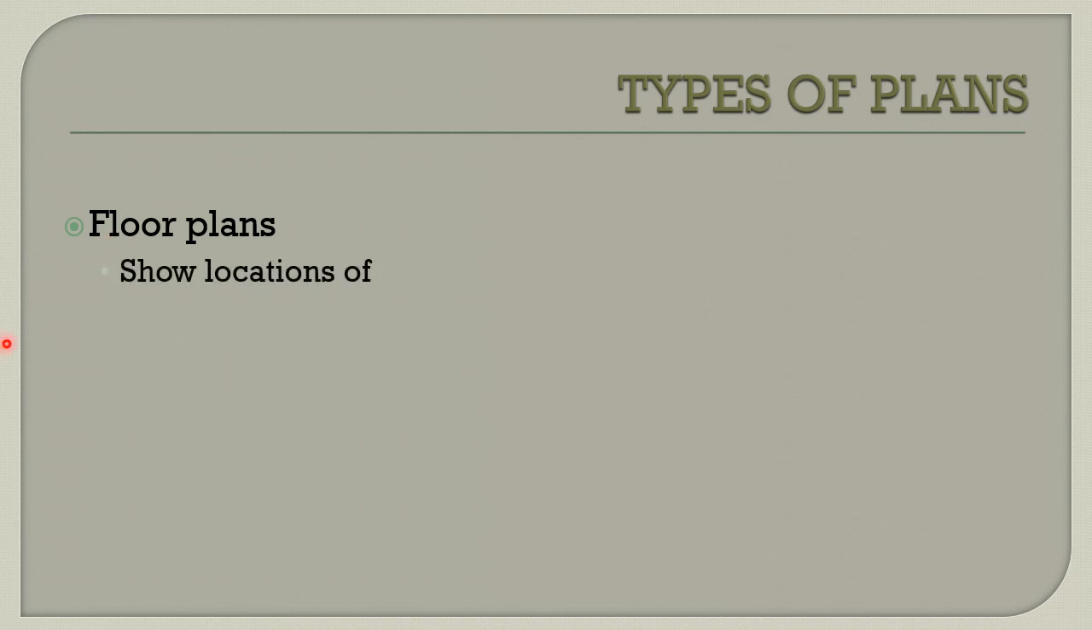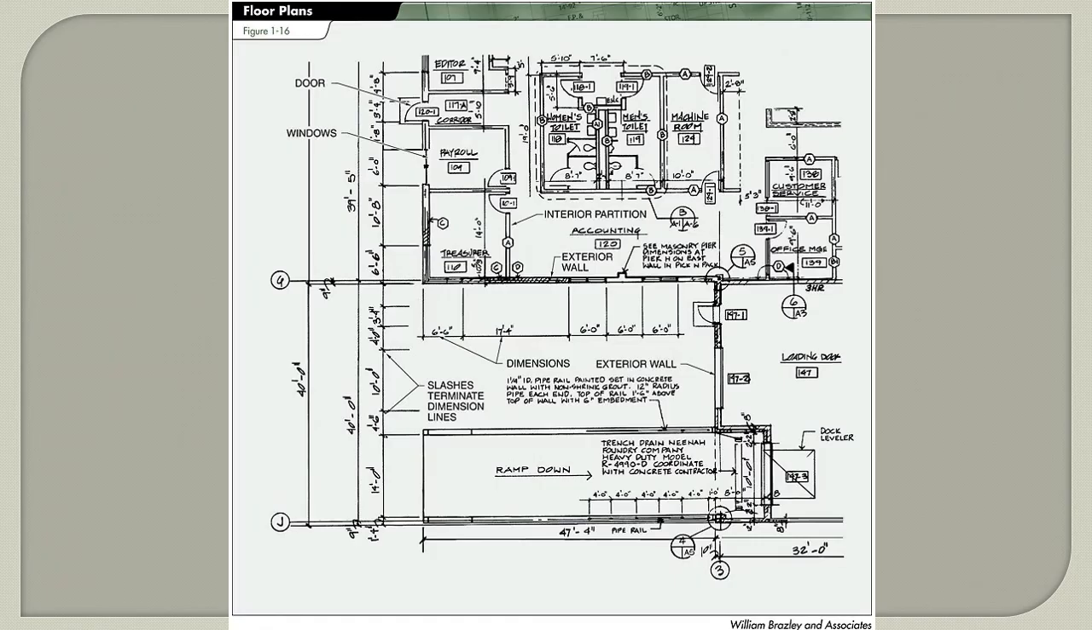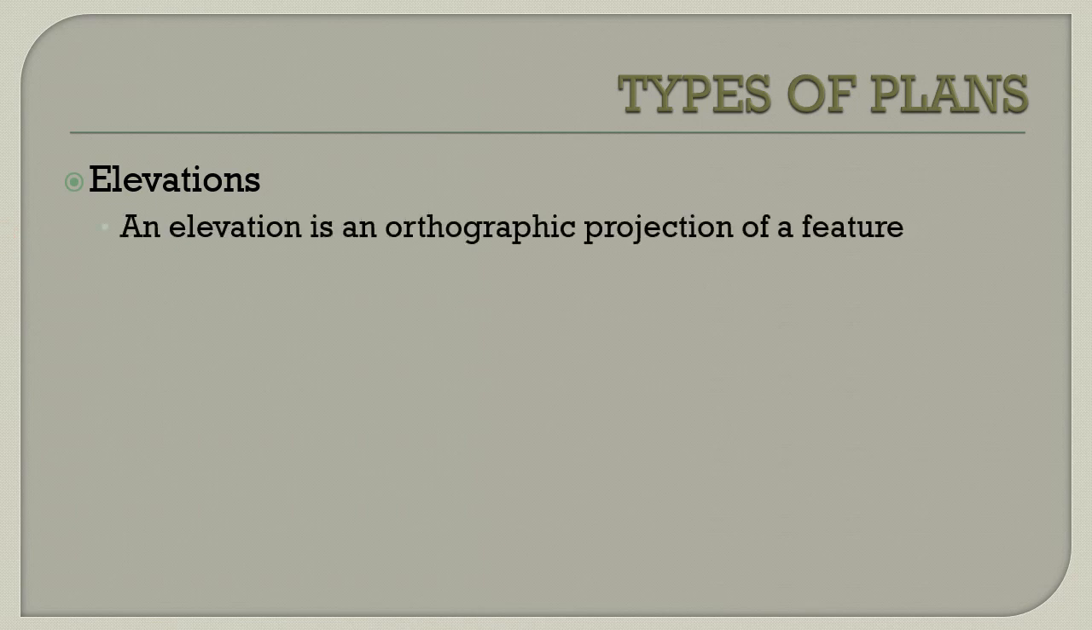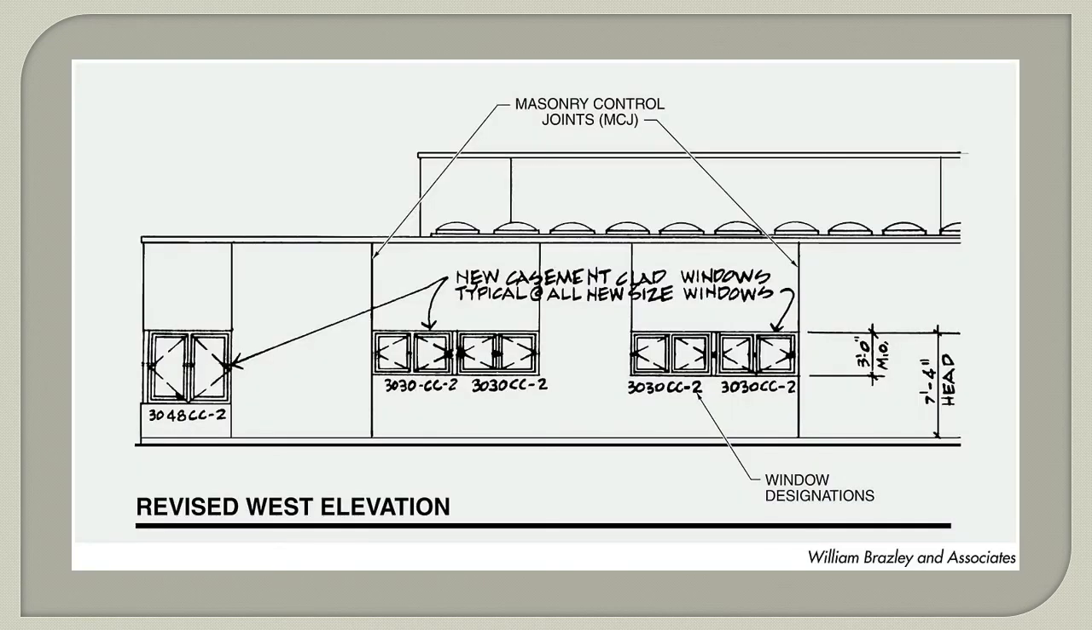Floor plans will show the locations of exterior walls, interior partitions, or doors, windows, or other components. Again, an interior position, an exterior wall, all dimensioned. Notice these slashes will terminate dimension lines. Doors, windows, all these things are included on floor plans. Elevations, it's an orthographic projection of a feature. It is looking from the side of any object we're building. And here's a typical elevation where you are looking at the side, so you can see the roof, you can see the walls, you can see the windows.